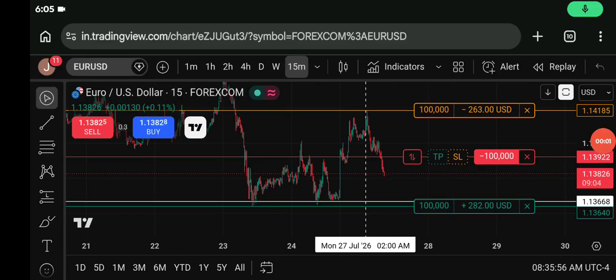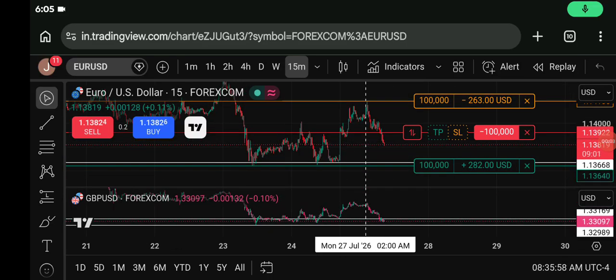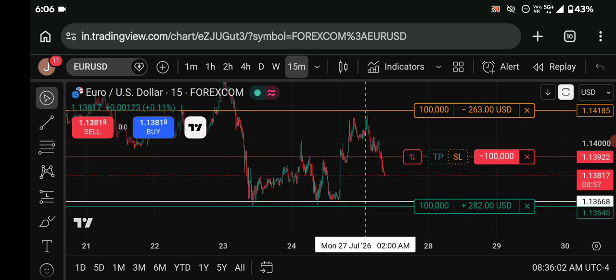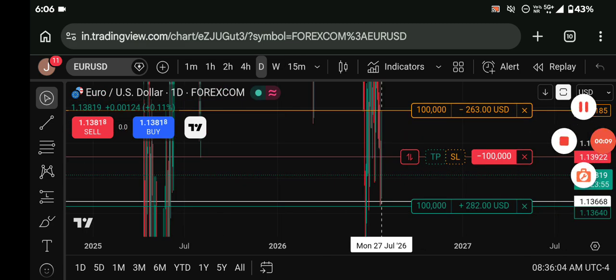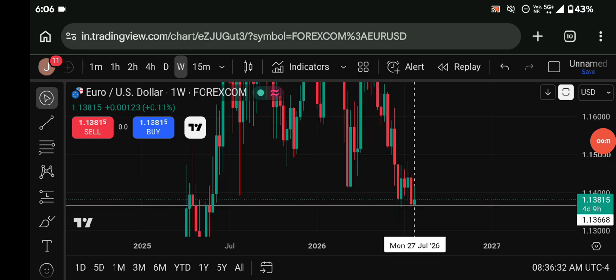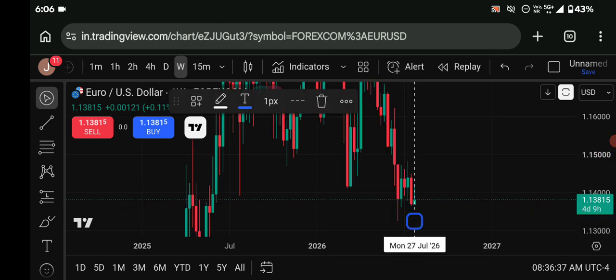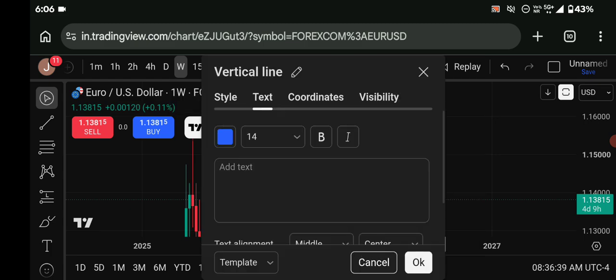We just took a trade on Euro USD, and let me show you why I have compared this trade to GBP USD. I have compared Euro USD to GBP USD. So let me explain why. So first of all, guys, you could see that here. Just a second, guys.